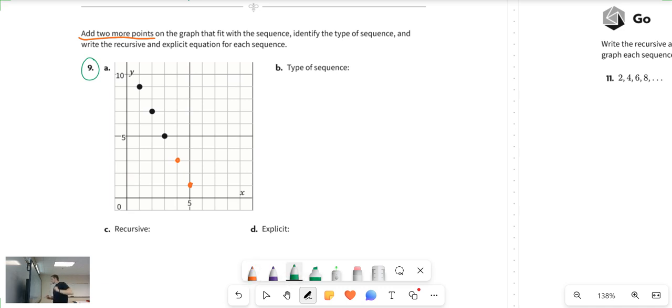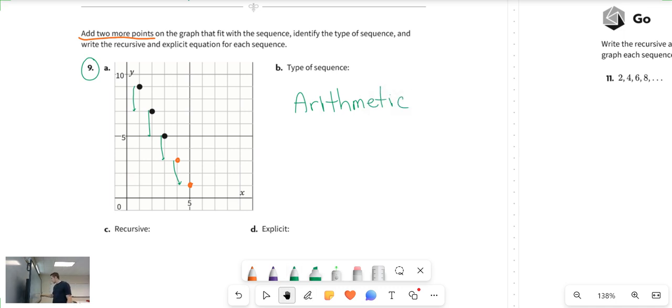And now the type of sequence. Well, since we're always subtracting, it seems like we're going down 2, down 2, down 2, down 2. That actually tells me that it is arithmetic because we're just doing subtraction. We're subtracting from 9, right? 9, and then we're going from 9 down to 7, and then from 7 down to 5, and then 5 to 3, and 3 down to 1, right? So it's always the same gap. So this to me is arithmetic.